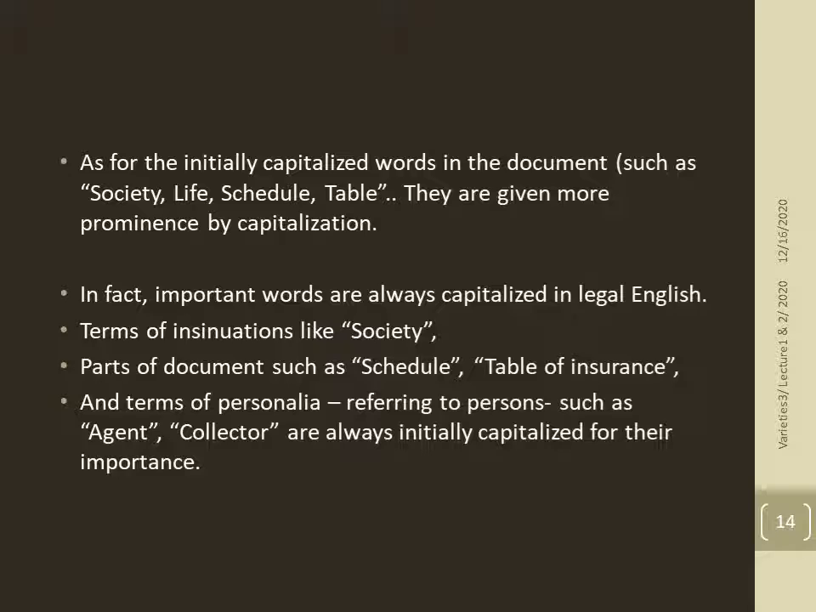As for the initially capitalized words in the document, such as society, life, schedule, table, they are given more prominence by capitalization. Now, when the writer wrote this text, he wrote it with a purpose: to make society, life, schedule, or table prominent, because of their importance and significance to the content and to the context. So this is why he capitalized these words, because in his opinion these words are important to him and to the text.